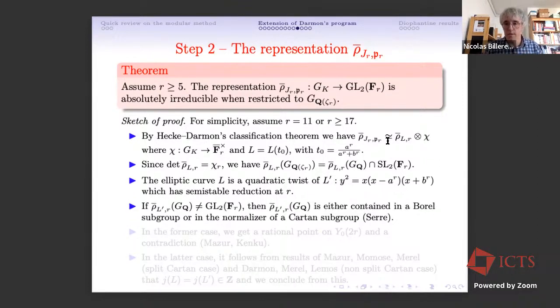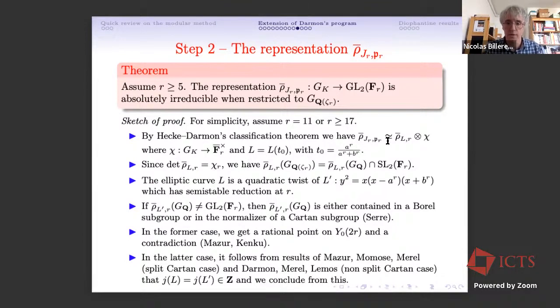So by the result of Serre from the early 70s, we know that if the image of the Galois representation attached to the classical Frey-Hellegouarch curve is not the whole group GL_2 of F_R, then it has to be contained either in the Borel subgroup or in the normalizer of a Cartan subgroup. In the former case, we get a rational point on X_0(2R), and then a contradiction by the result of Mazur and Kenku that were recalled yesterday by Ender, for instance.